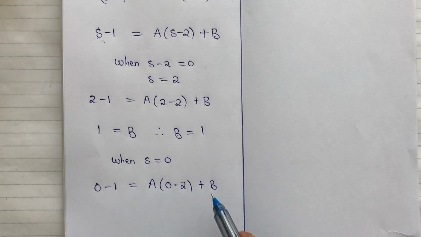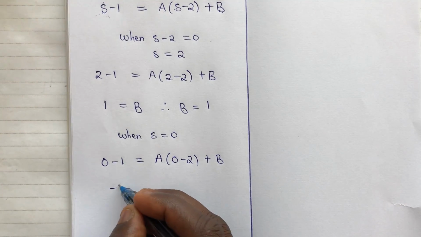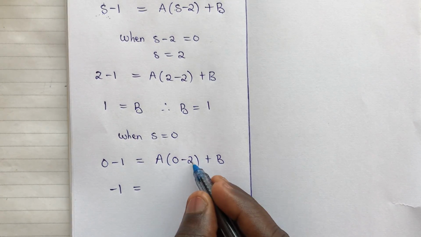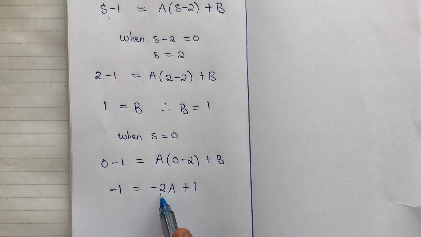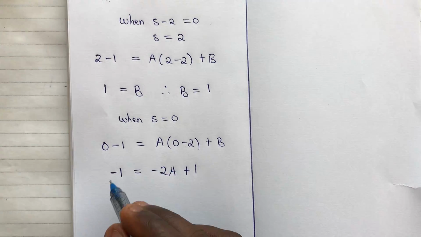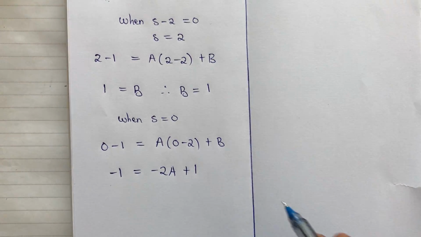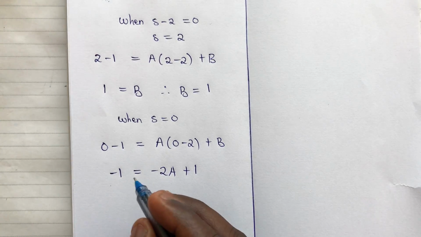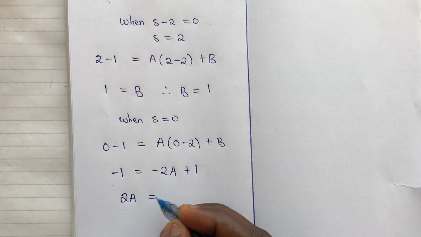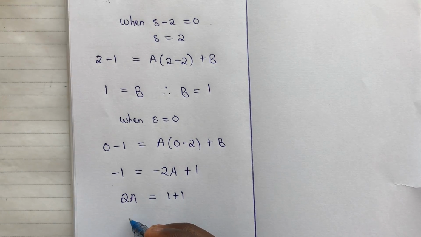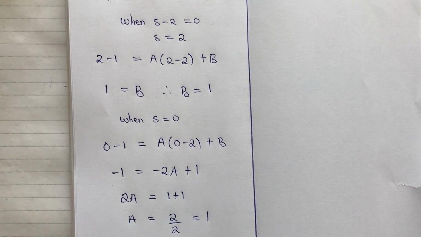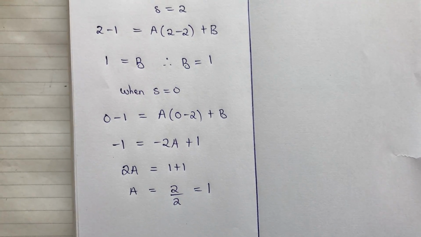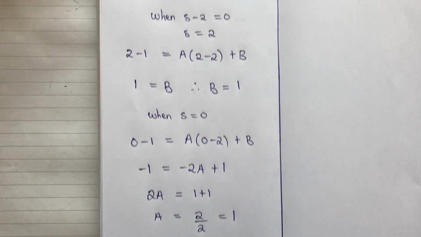You know the value of what? B, which is 1. So this is negative 1, giving us a times minus 2, which is minus 2a plus 1. I need to avoid this negative. So I'll carry this 1 here and take the negative 1 to the right side of the equation, giving me 2a is equal to 1 plus 1. So a is 2 over 2, which is 1. Okay, so now we have been able to find the value of a and b.